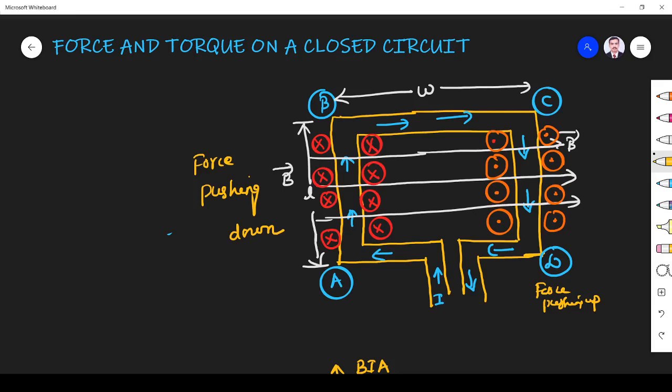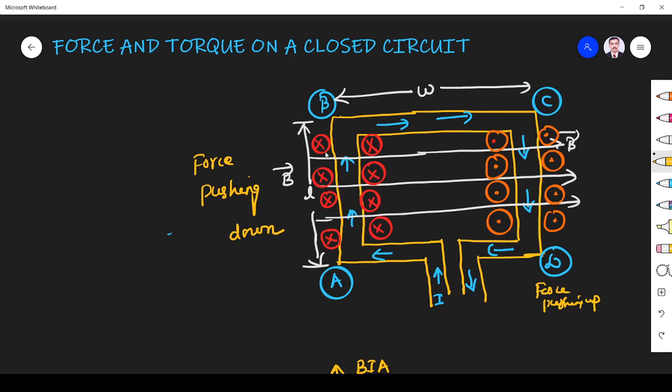Hi students, welcome to the session on force and torque on a closed loop. In this class we see what will happen when we keep one rectangular current carrying loop in a uniform magnetic field. It will produce a torque, and we will see what that is.